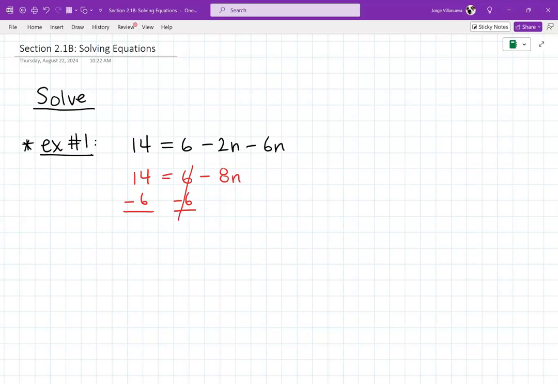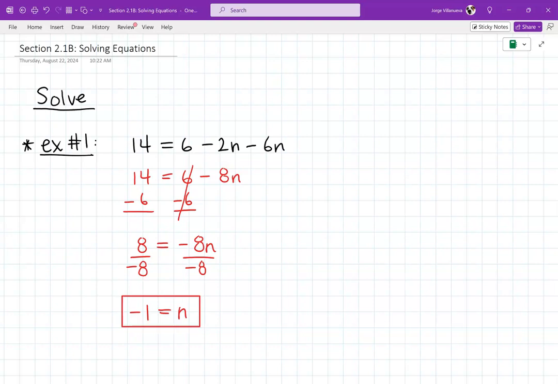And 14 minus 6 is 8, which is equal to negative 8n. What do I do to both sides to solve for n? I got to divide, right? Because it's negative 8 times n, so I got to do the opposite of multiplication, which is division. So we're going to divide by negative 8 on both sides. And that gives me the answer of negative 1 equal to n.